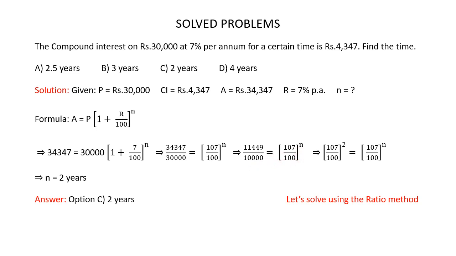Now here you can see that 11,449 is nothing but 107 squared and 10,000 is nothing but 100 squared. So now you have (107 by 100) the whole square is equal to (107 by 100) raised to the power n. From this clearly you can see that n is equal to 2, which means time is 2 years. So the correct answer is option C, 2 years.